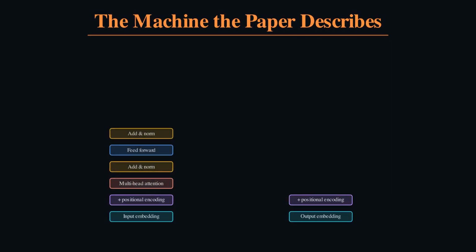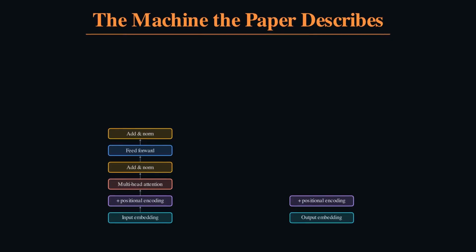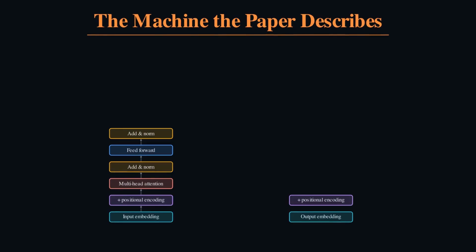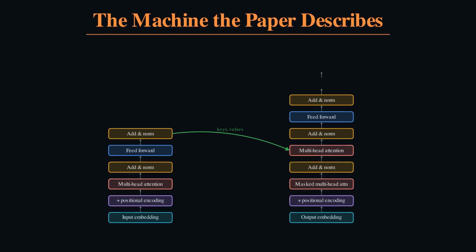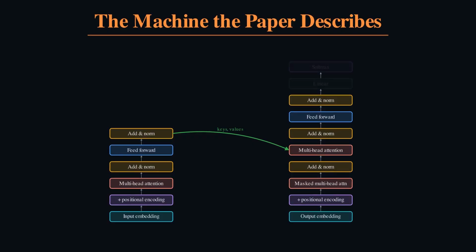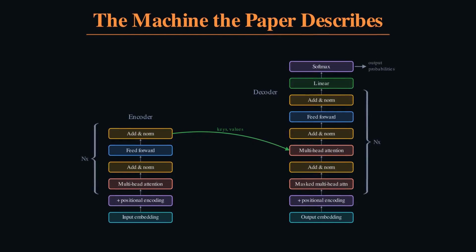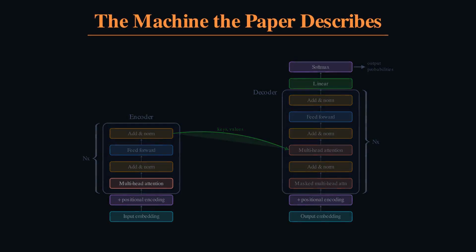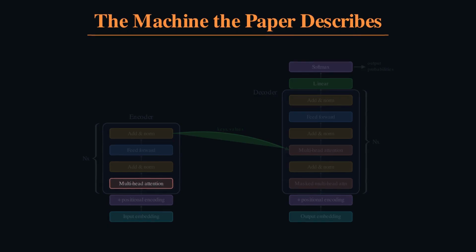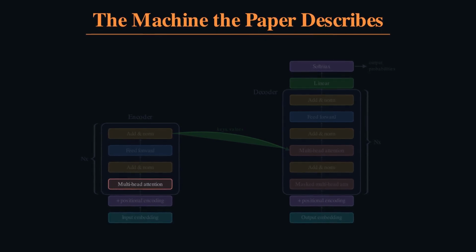Position gets added on. Then the tower on the left, the encoder, stacks attention, a normalized step and a small feed-forward network, repeated n times. The tower on the right, the decoder, does the same, plus a masked attention and one that reaches across to read the encoder's keys and values. And at the very top, a linear layer and a softmax turn the final vectors into probabilities over the next word. Now watch. Every box on this diagram is a future part of this series. Today we open exactly one of them, this one, multi-head attention. Everything else is built around it.